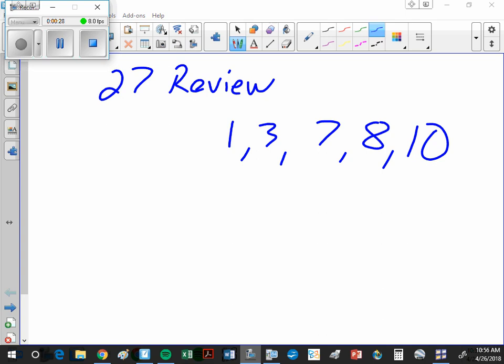Now, before I write anything down, let's think about this. What test are we going to run? A z-test. Is it a one sample z-test or is it a two sample z-test? One sample. Why? We only have one sample and we're comparing it to an expected value.